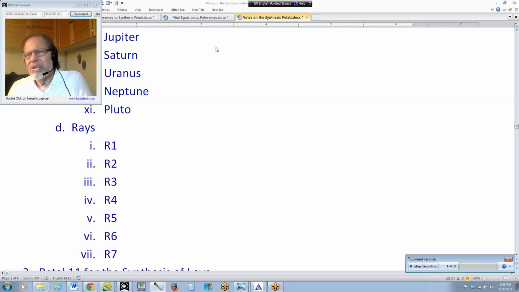But at least it will get us started in thinking about how to approach synthesis and the synthesis of knowledge when we are endowed with certain rays, signs, and planets in prominent places in our ray chart or astrological chart. And then we can be proactive in our quest for the synthesis of knowledge.